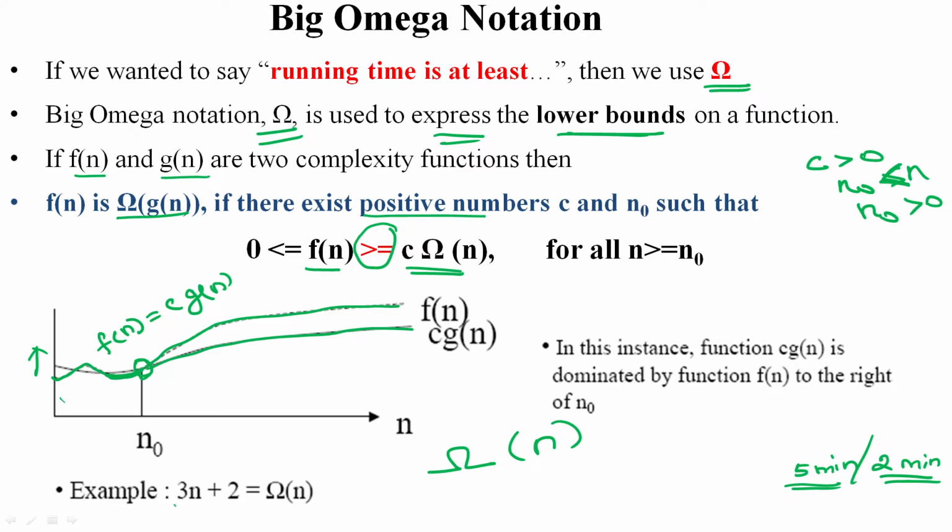For example, 3n plus 2. So big omega of 3n plus 2. Here again, as per the time complexity criteria, when n is getting large, the lower order term can be ignored and the coefficient can be ignored. So finally we will get big omega of n.